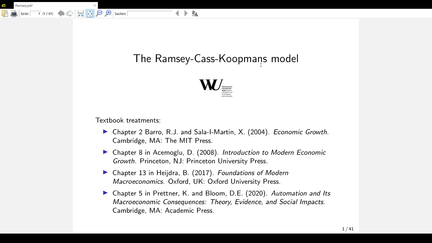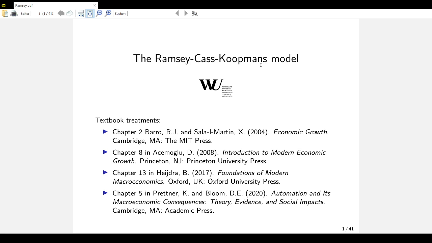It was introduced by Frank Ramsey in the 1920s, and he solved the dynamic optimization problem of households to consume an optimal amount over their infinite life cycle, basically. Back then, it was rather complicated and difficult to grasp by many people, so it was kind of rediscovered in the 1960s by Cass and Koopmans, and only then became popular in economics.